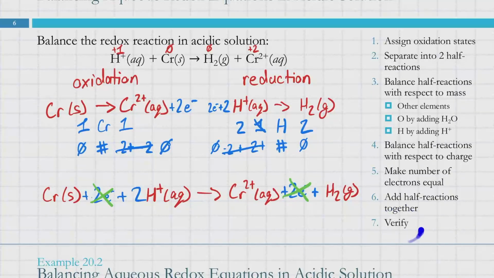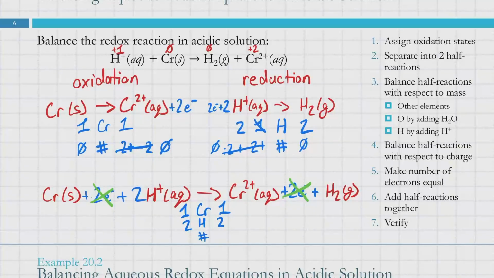And then we can go back through and verify. You can also do this with charge. I didn't show us that on the last step, but let's do that for this one. So looking at our chromium on the left, we've got 1. On the right, we've got 1. Looking at our hydrogens on the left, we've got 2. And on the right, we've got 2.